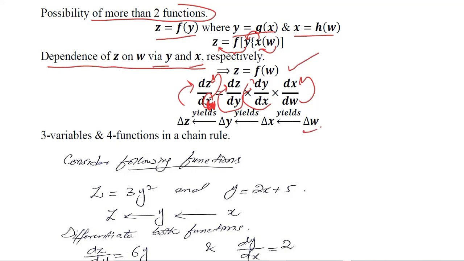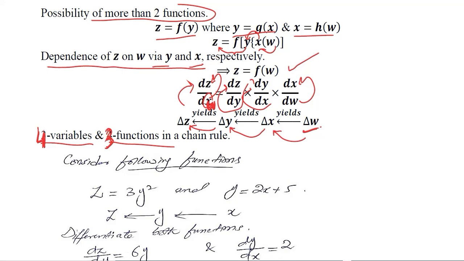As you can see, change in w will cause some change in x, and change in x will cause change in y, and change in y will cause change in z. So this was a situation where we had 4 variables and we had 3 functions.